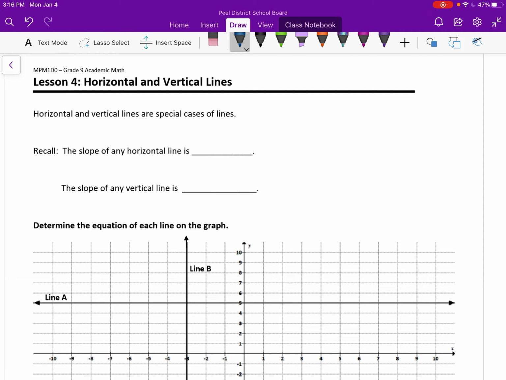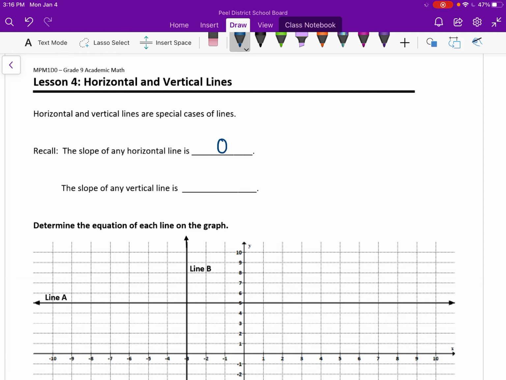So just as a quick recall from our lesson before the break on horizontal and vertical lines, if you go back to lesson 5, I believe it was, where we did a little bit of an extra, we talked about the slope of any horizontal line and the slope of any vertical line. So we said the slope of any horizontal line is just 0, right?